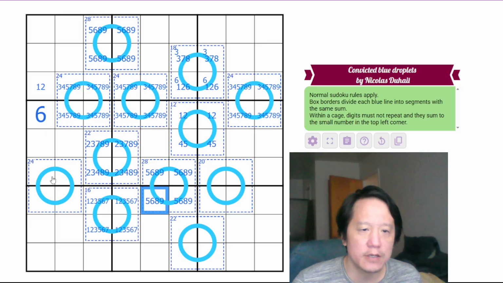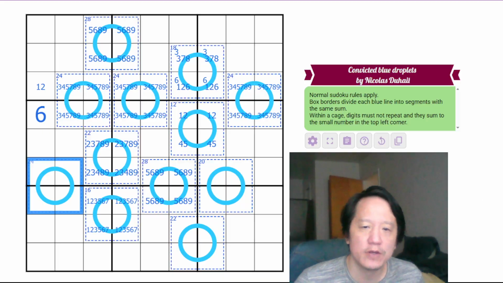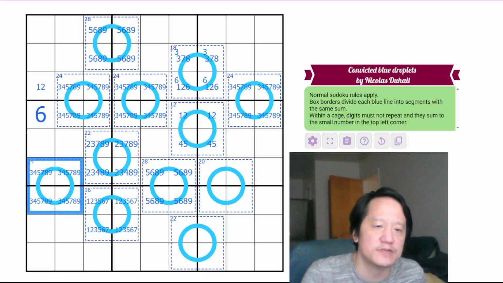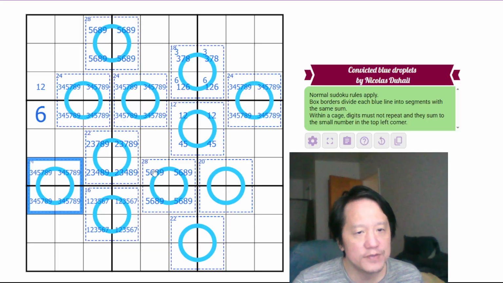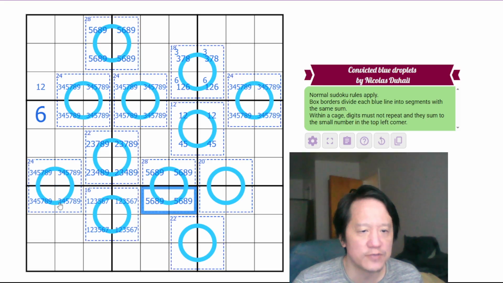To add up to 12 here, again, you have 3, 9, 4, 8, 5, 7. If this is 5 and 9, that would mean this has to be 4 and 8. Right? If this is 5, 9 as a pair, this has to be 4, 8. Same with this. If this is 5, 9, this is 4, 8. So that eliminates 8 in the rest of those rows.